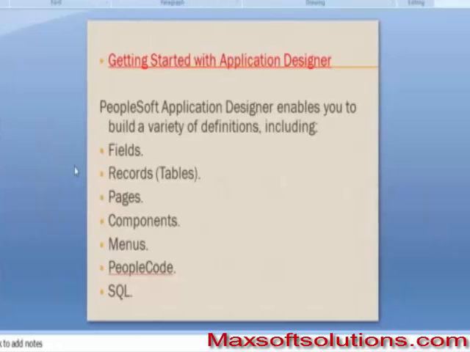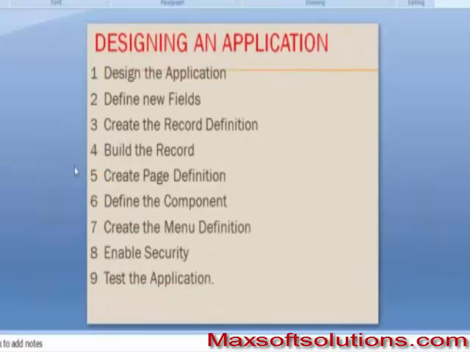Field. I think both of you know about a table in a database. We have a number of columns in a table. The terminology just changes in the application designer. Table is nothing but a record, field is nothing but a column. And pages, yes, we are going to build a page to display the information. Component. We will see one by one. Coming to the next slide. Designing an application. Yes, now we are doing that.